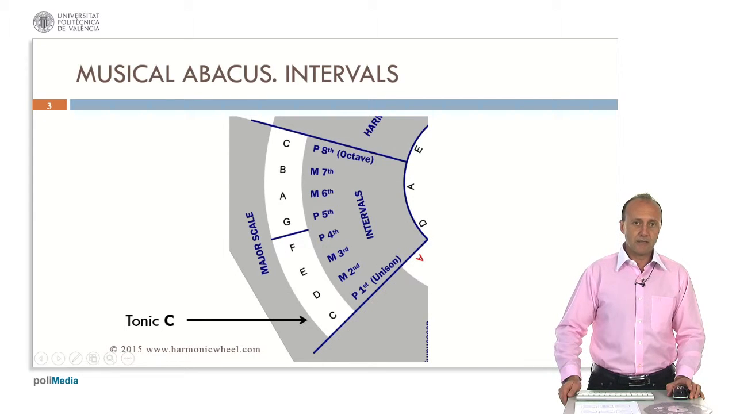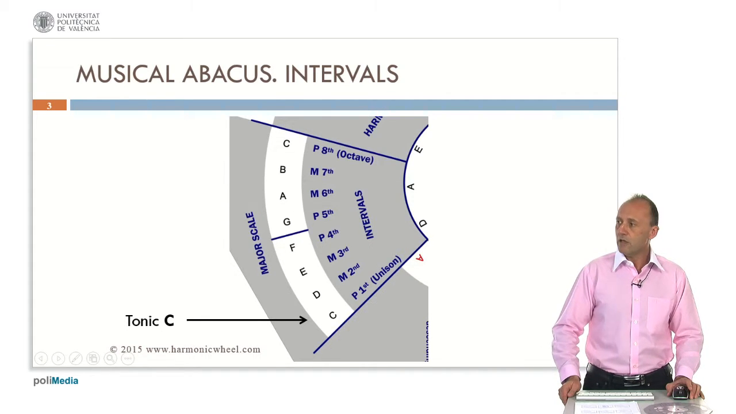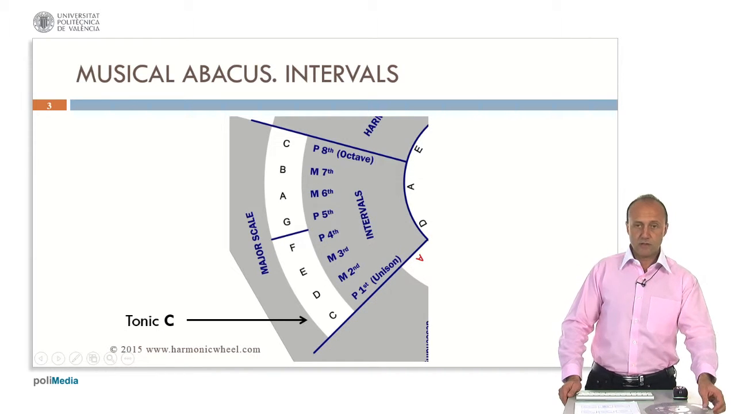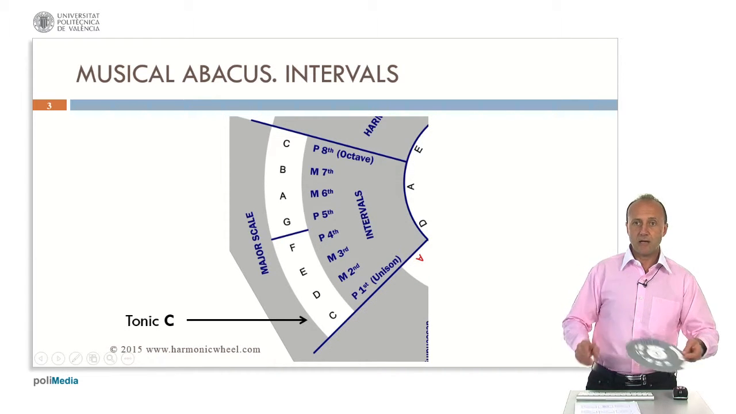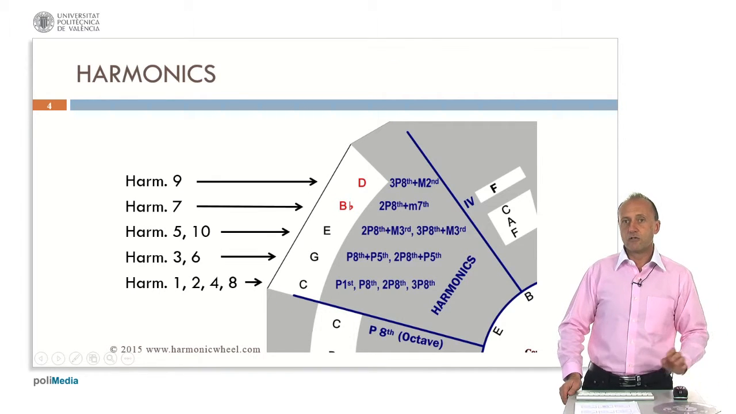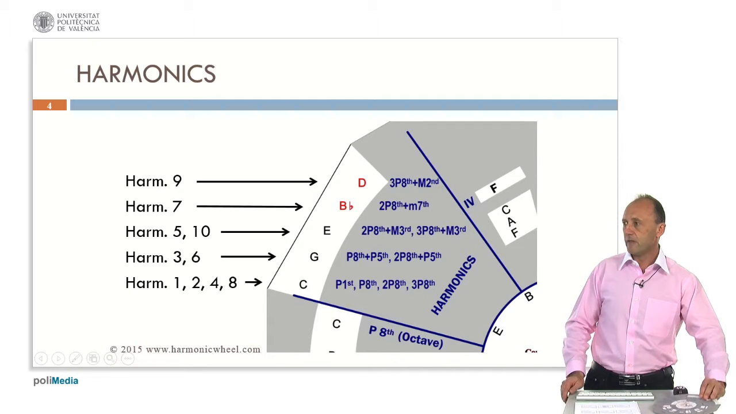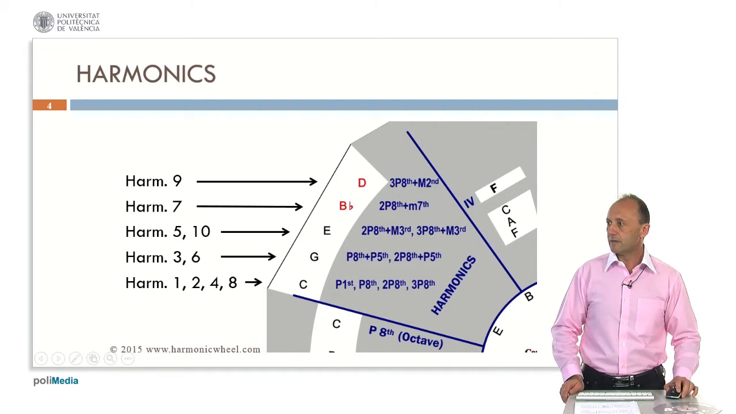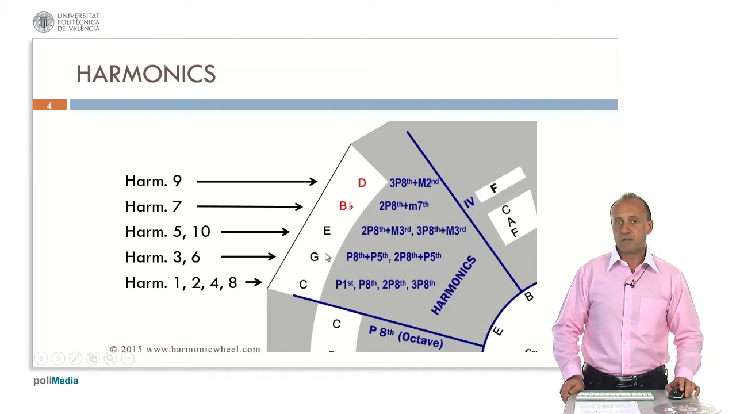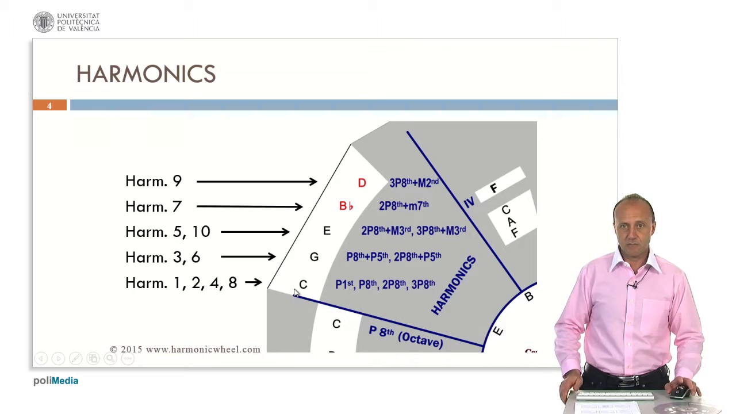So, in order to study the intervals, for example, from note C, we need the C major scale, which is given, for example, by the Musical Abacus, and we need also the harmonics of C, which are given by the Musical Abacus too. In these harmonics, the most important ones are number 1, 3, and 5, that is notes C, G, and E. The intervals among these notes are always consonant. The reason is because we are used to hearing these three harmonics simultaneously.